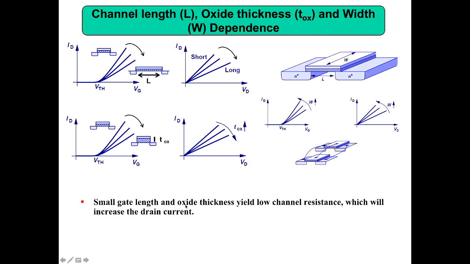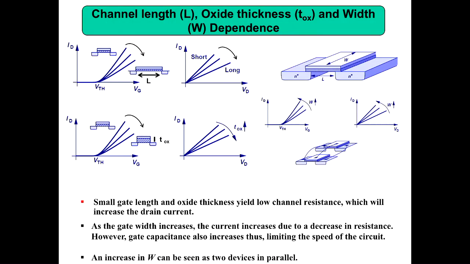Small gate length and oxide thickness yield a low channel resistance, which will increase the drain current. So if you reduce the channel resistance, then your drain current will increase. As the gate width increases, the current increases due to a decrease in resistance. However, gate capacitance also increases, thus limiting the speed of the circuit. An increase in W, the width, can be seen as two devices in parallel.